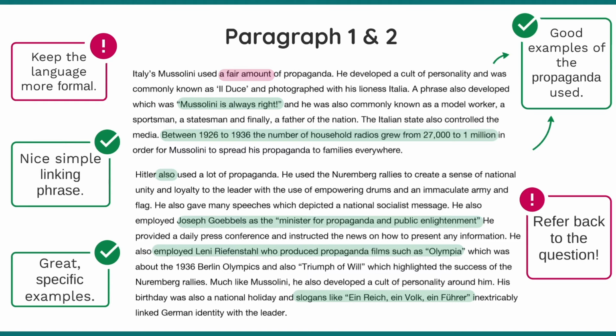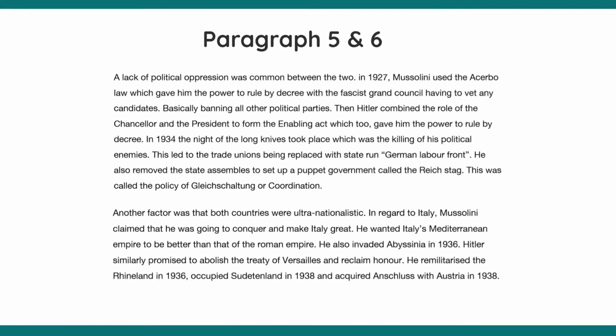Something along those lines. So great information here, but not quite enough awareness of the question. Skipping down to paragraphs 5 and 6. This first sentence, a lack of political oppression was common between the two. And it's not clear to me what this person means.